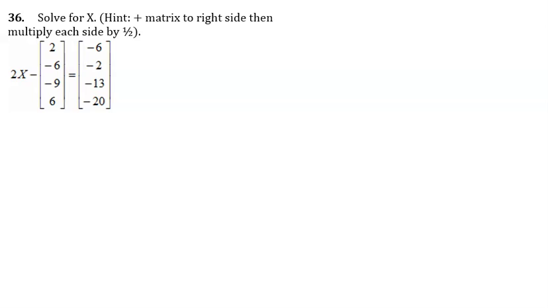Number 36. Solve for x. Hint: add the matrix on the right side, then multiply each side by 1/2. So let's go ahead and do what the hint says. So we'll add this matrix to both sides. So that makes these cancel.